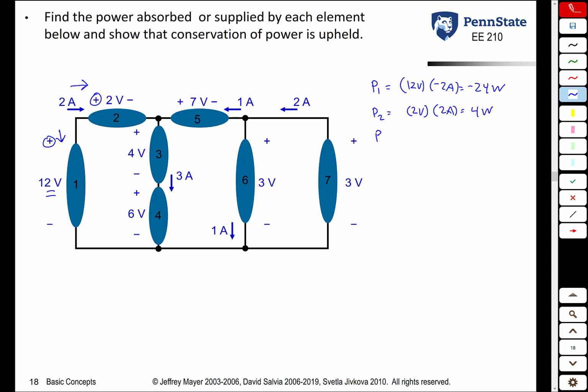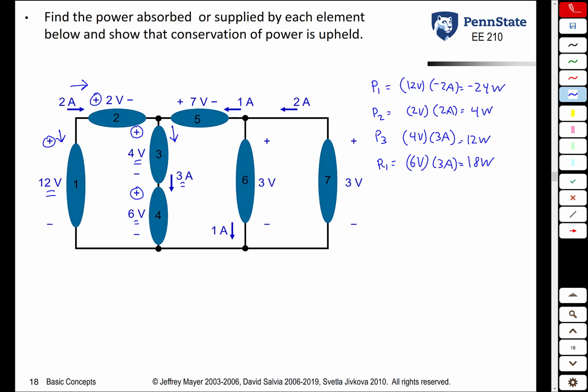The third element, we have 4 volts across it. The current is going down in that direction, so it's entering the plus terminal. So we have 3 amps entering the plus terminal. 4 volts times 3 amps, 12 watts. The fourth element, there's 6 volts across it. And once again, we have 3 amps hitting the plus terminal first. So that absorbs 18 watts.